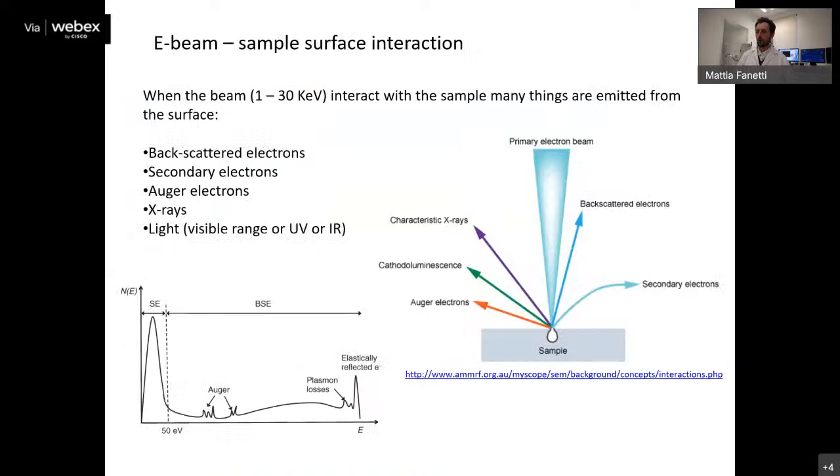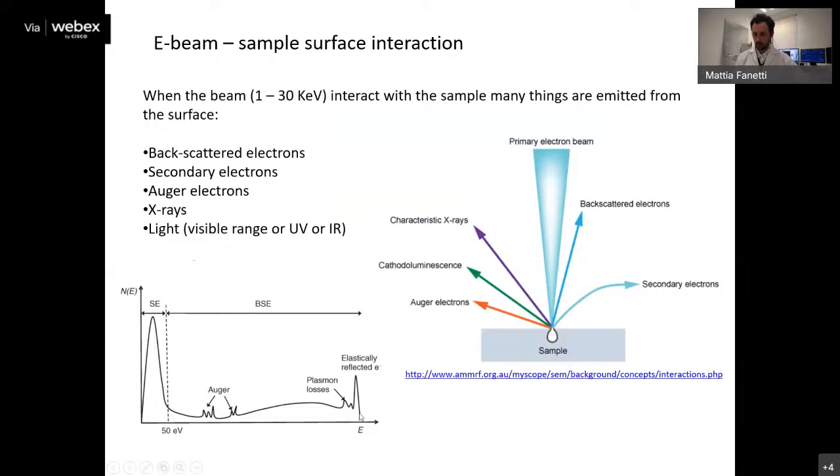Okay, so let's say something about what happens when an incident beam of electrons at some kiloelectronvolts of energy is incident on the sample. What is the kind of interaction? As I said, we have different signals, either electrons or light, and let's start with the electrons. If I measure the energy spectrum of the electrons which are coming out of the sample after the interaction, I will see something like this.